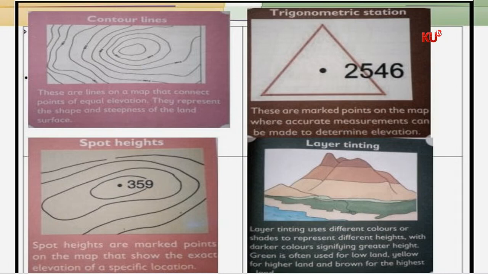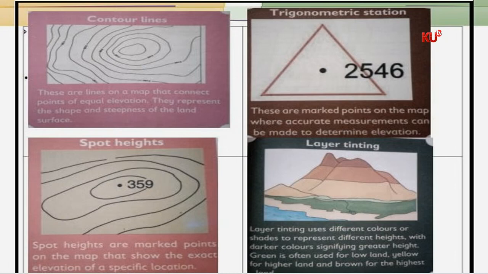Then the spot heights. Don't confuse the spot heights and the contour lines. The contour lines are closely packed together, but the spot heights are much more spaced. Spot heights are marked points on the map that show the exact elevation. For the exact elevation, we use the spot heights, but if we want to know the steepness of the land, we use the contour lines. Then layer tinting refers to using different colors or shades to represent the different heights.